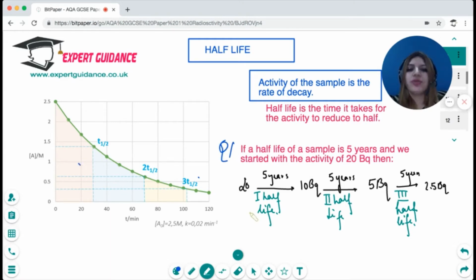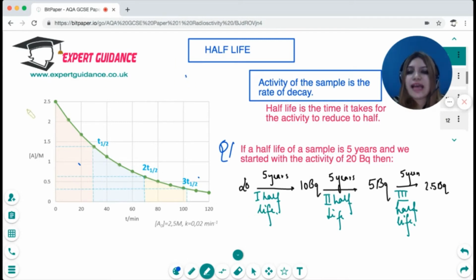A numerical question would be: if the half-life of a sample is 5 years and we started with an activity of 20 Bq, then in 5 years the activity will be 10 Bq. In another 5 years, it will be 5 Bq. And in another 5 years it will be 2.5 Bq. That is, in 15 years from 20 Bq it becomes 2.5 Bq.